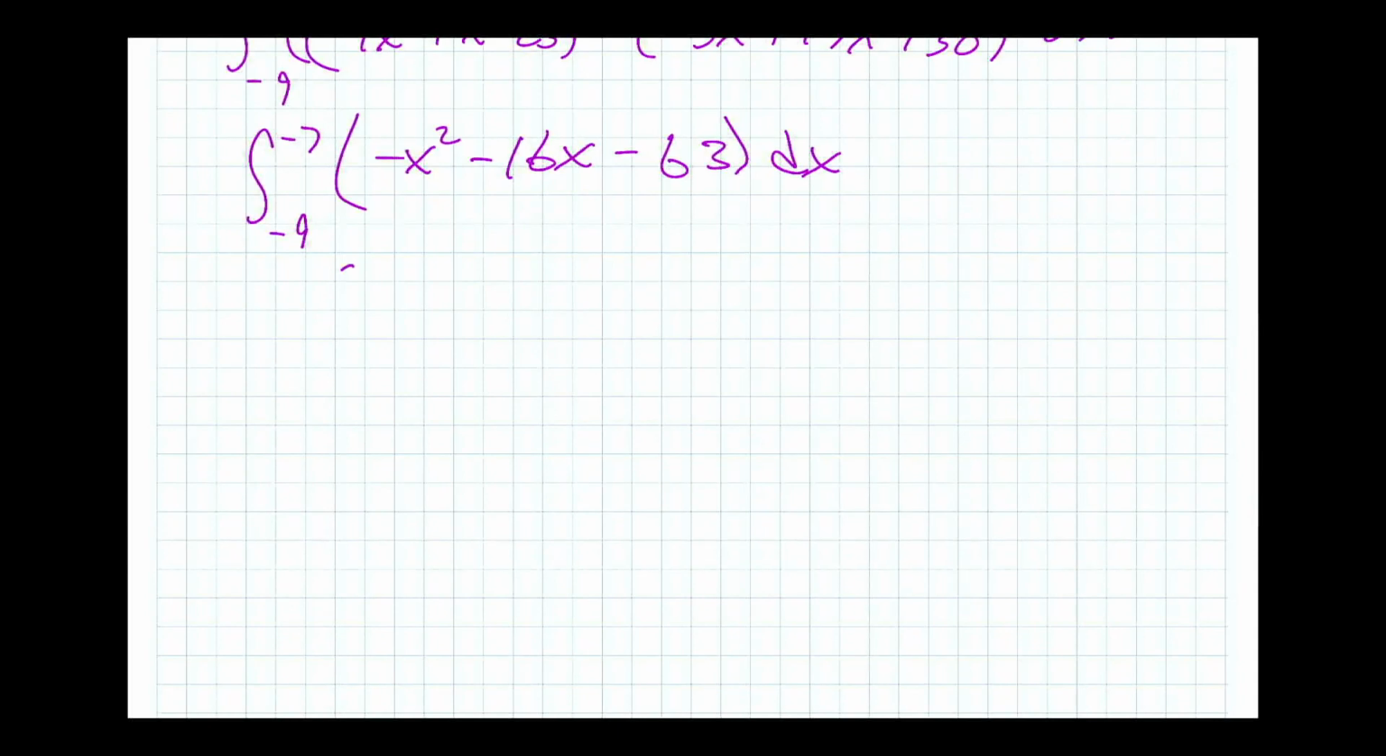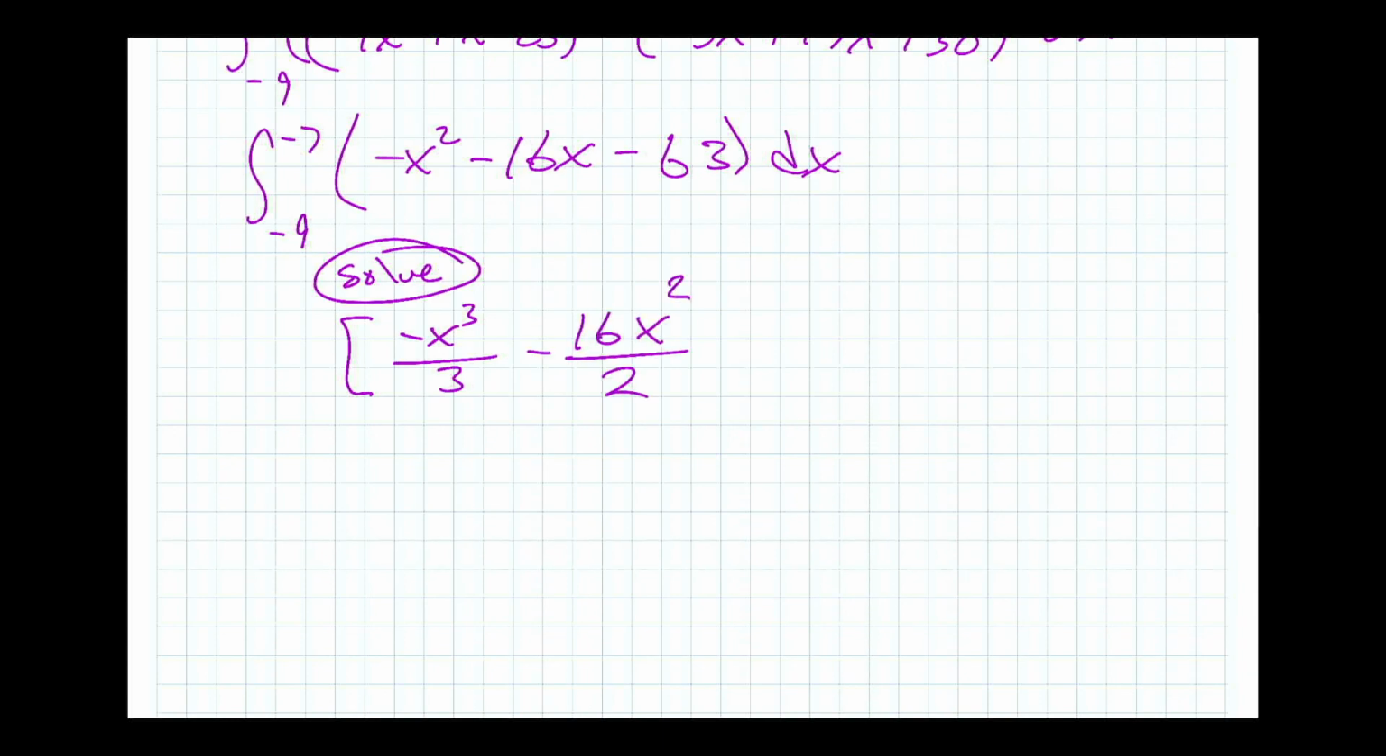So from here, you just solve the integral the way we've solved many integrals today already. So add 1 to the exponent, divide by the new exponent. Same thing here. Add 1 to the exponent to get a 2, divide by 2. And here, just 63x from negative 9 to negative 7.